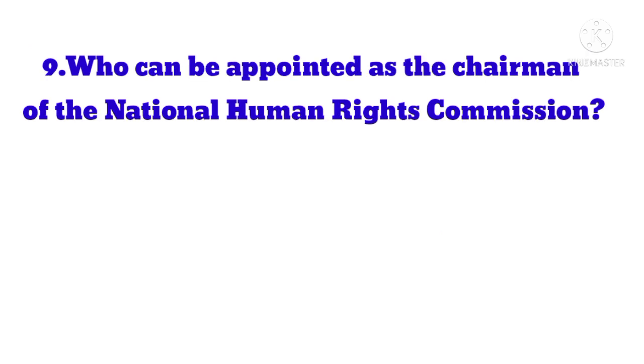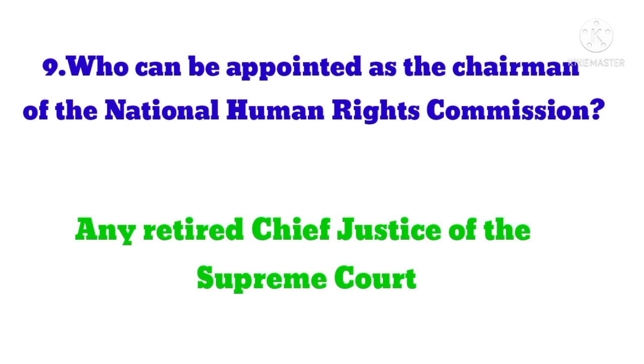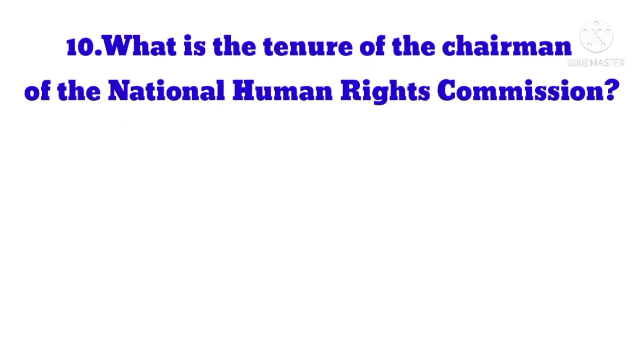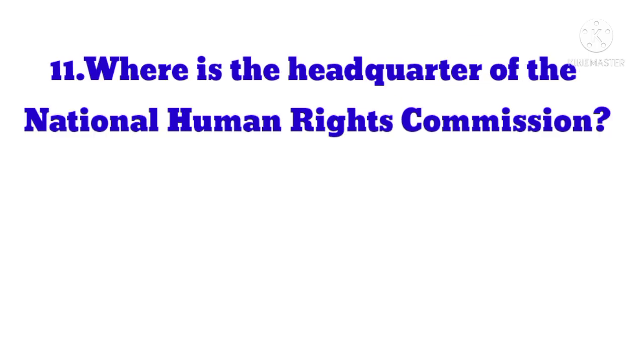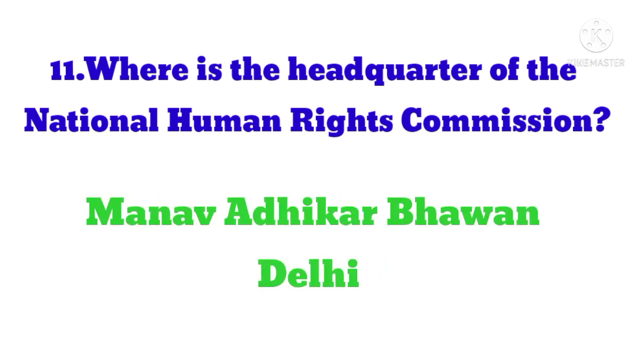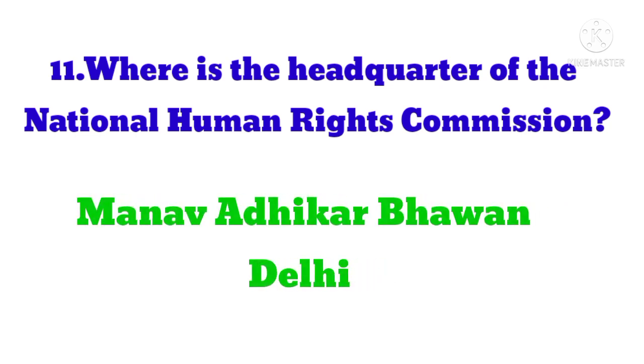Who can be appointed as the chairman of the National Human Rights Commission? Answer is any retired Chief Justice of the Supreme Court. What is the tenure of the chairman of the National Human Rights Commission? 5 years or up to 70 years of age. Where is the headquarters of the National Human Rights Commission? Answer is Manav Adhikar Bhavan, Delhi.